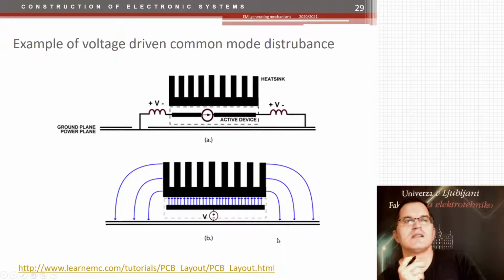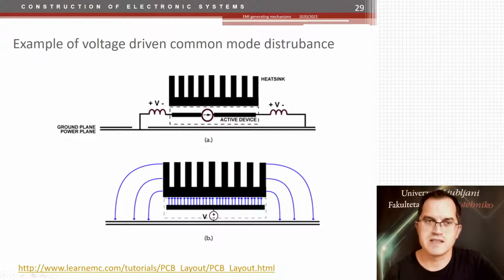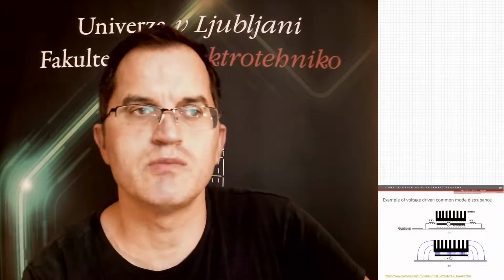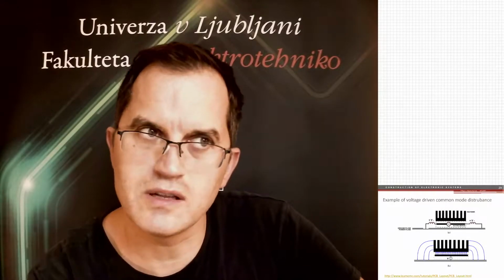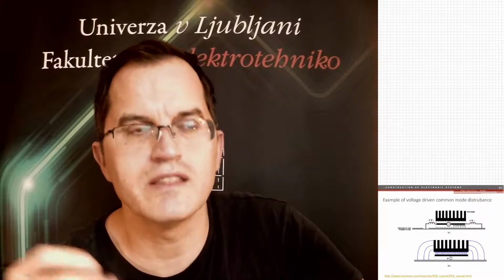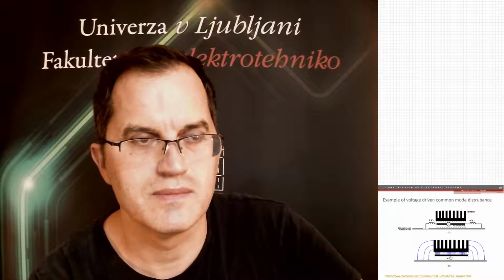So this was all about the noise sources. We discussed the type of the spectrum of the signal. We discussed the common mode and differential noise, and we discussed how these noises are then generated in the PCB.